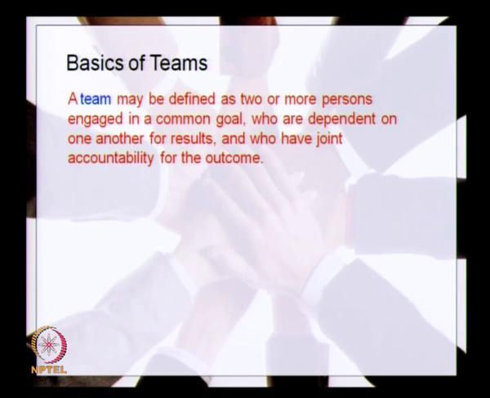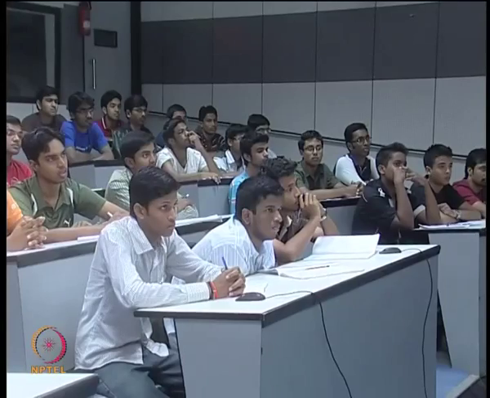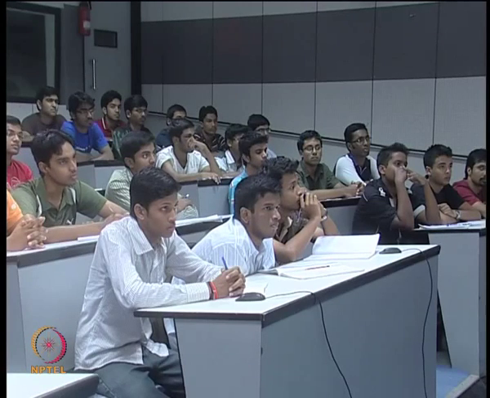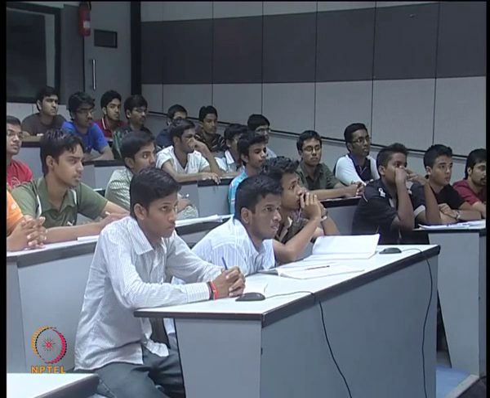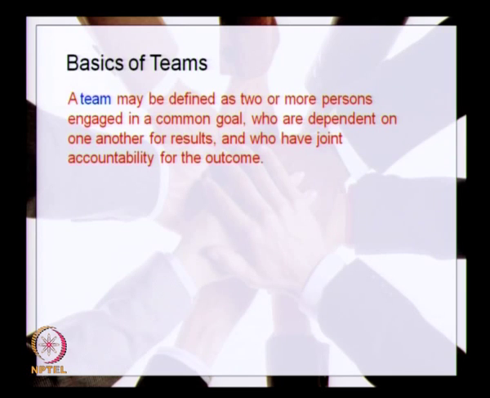It is very important that everyone depends on the other person for the result. It is not that one person alone can do the job. If that was the case, then we would not need a group or many people working in the group. So they are dependent on one another for results and have joint accountability for the outcome. The accountability is also joint, so everyone is responsible for the outcome of a project.